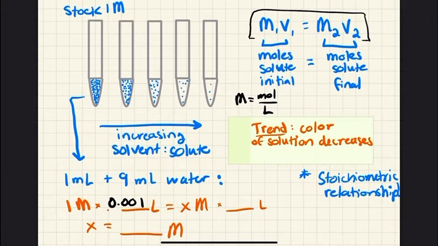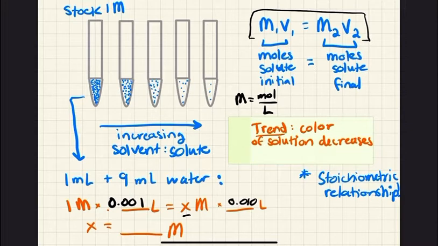All right, so in my final solution, I'm not sure what my concentration will be, so I let that be my X, but I know that my total volume now is going to be 10 milliliters because I'm mixing 1 mL and 9 mL. So my final volume should be 0.010 liters.